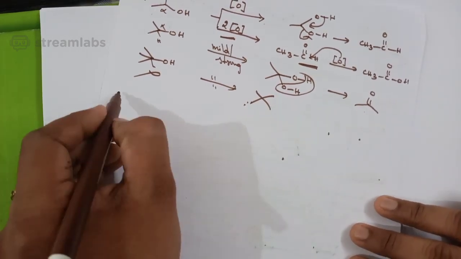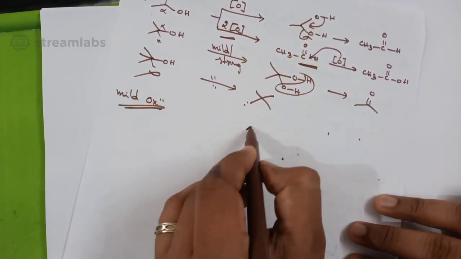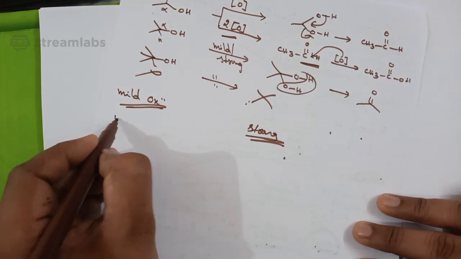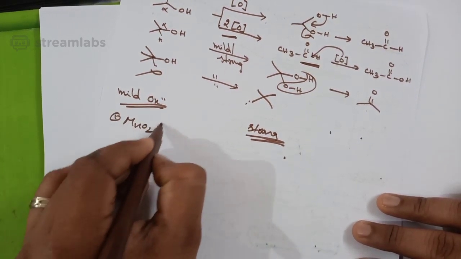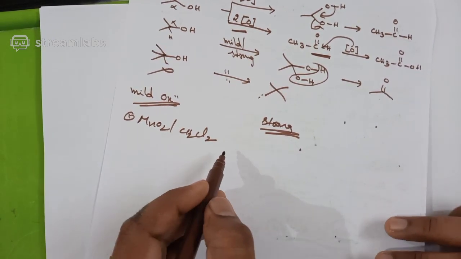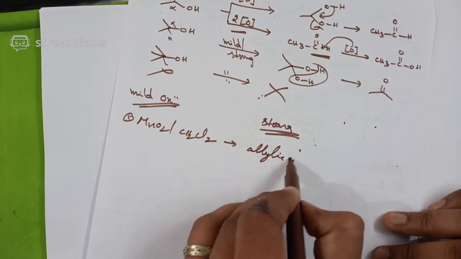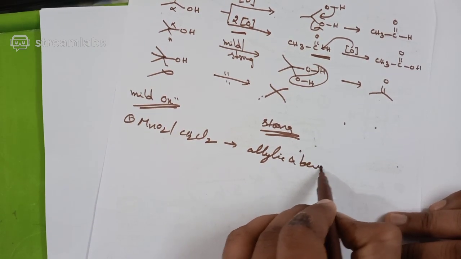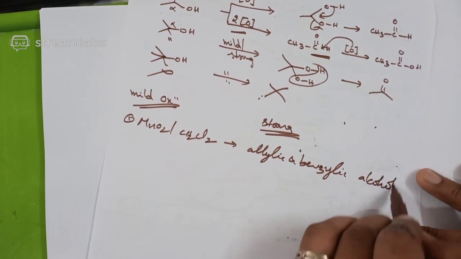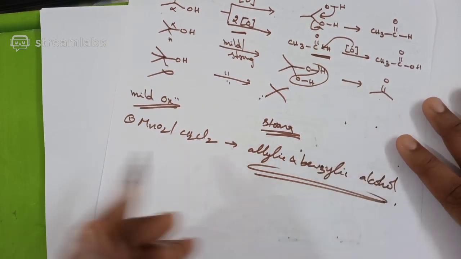And what are the mild and strong reagents? I'll just give you some idea, and you can read more from your books. The first one, MnO2 with CH2Cl2. What is the use of manganese dioxide? It can oxidize allylic and benzylic alcohols, converting them into aldehydes. In the rest of the cases there is no reaction.